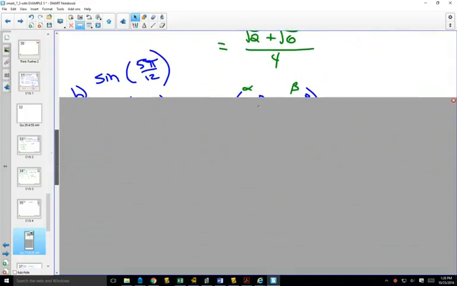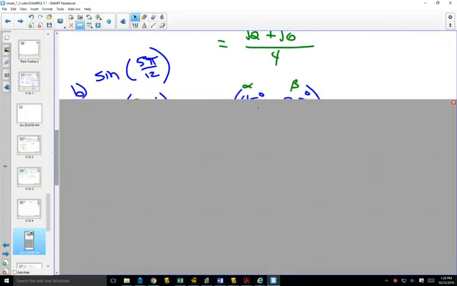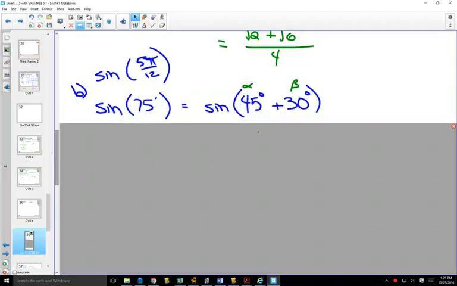So, part B was sine of 75 degrees. The key to figuring out pi over 12 questions or 15-degree questions is figuring out ones that you know on your pie plate that add or subtract to get that. You can do it in radians or you can do it in degrees. So here's 75 degrees. 30 and 45 are both values that we already know. And you can make 75 by doing 30 plus 45.